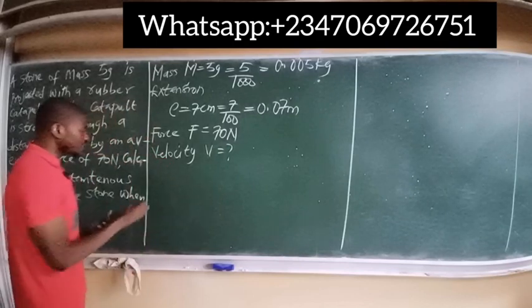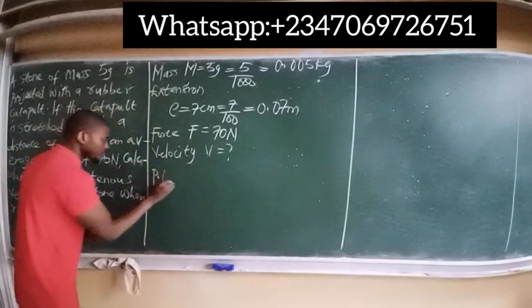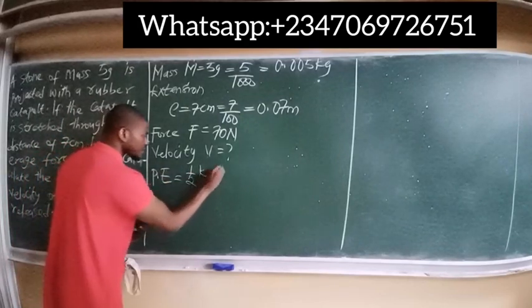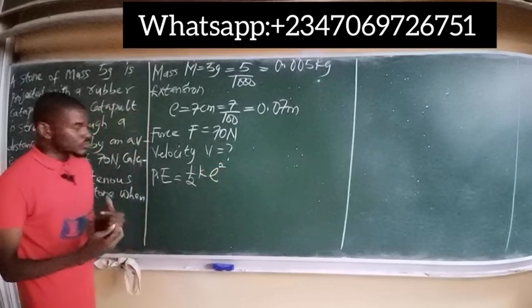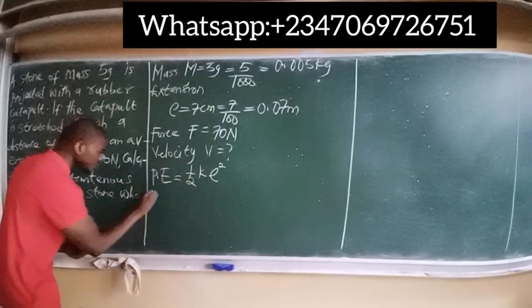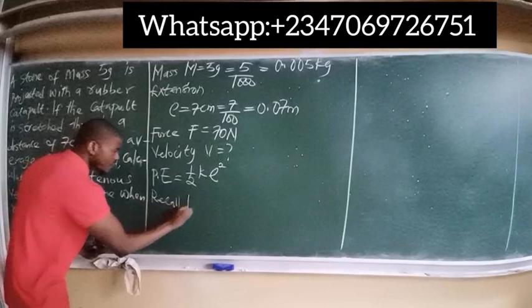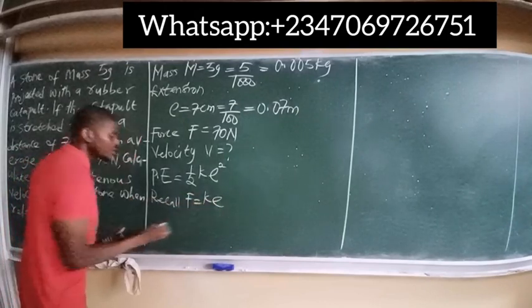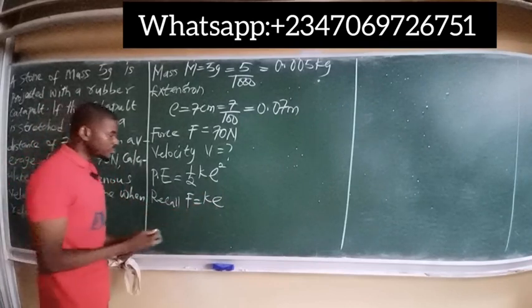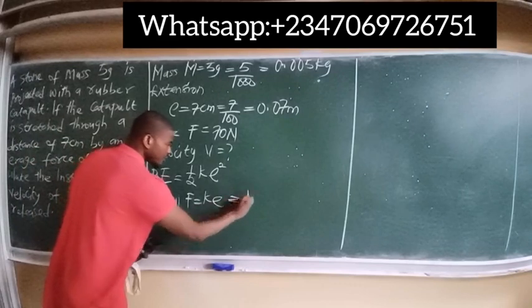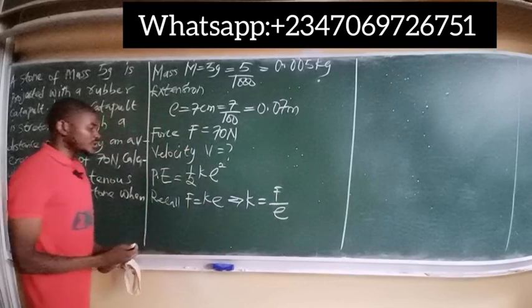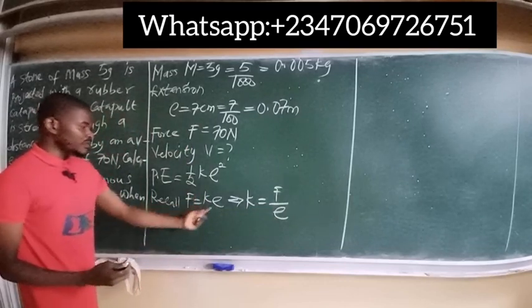And from formula, we know that elastic potential energy is simply given as 1 all over 2 times the spring constant times extension all squared. So all we need to do now is to find the spring constant. Recall that force is equal to Ke from Hooke's law, that is, spring constant times extension. So we can make spring constant subject. If you make K subject, you have force all over extension.